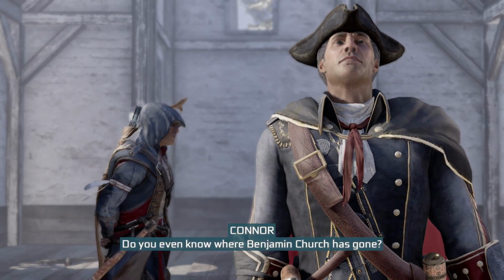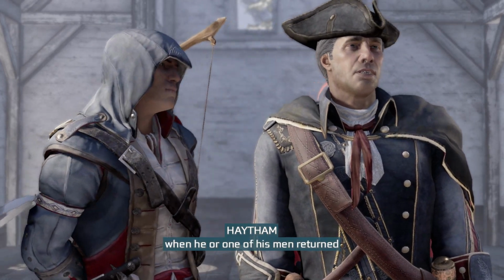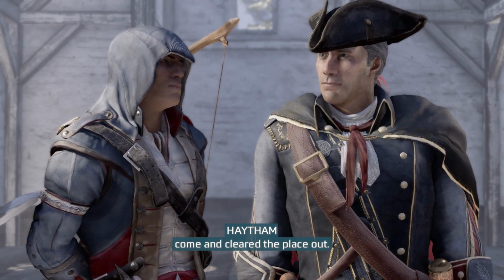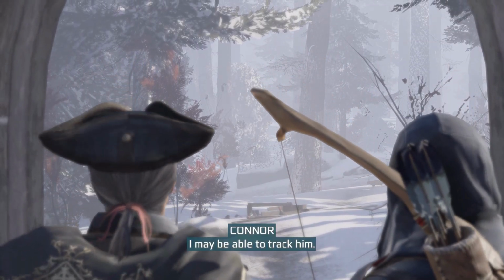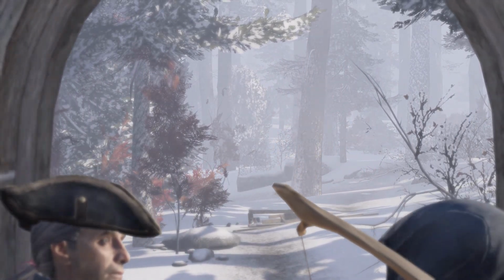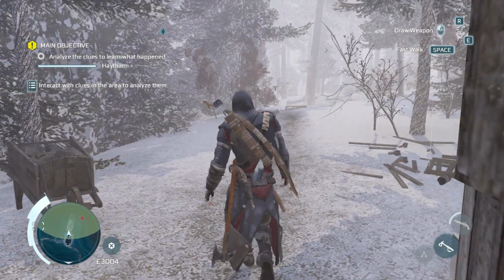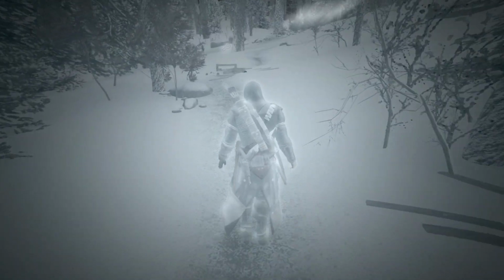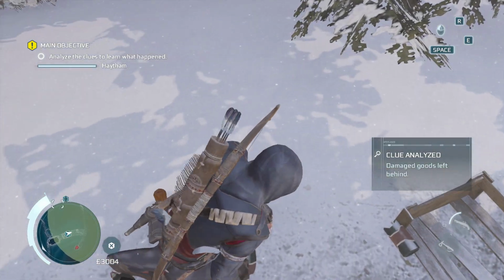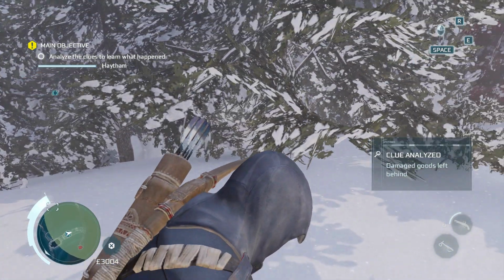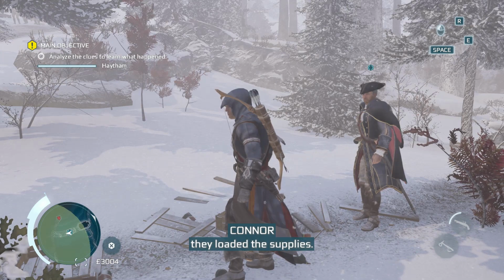Do you even know where Benjamin Church has gone? I'm afraid not. I'd hoped to ambush him when he or one of his men returned here. It seems I'm too late. They've come and cleared the place out. I may be able to track him. There was a wagon here, slowly weighed down as they loaded the supplies.